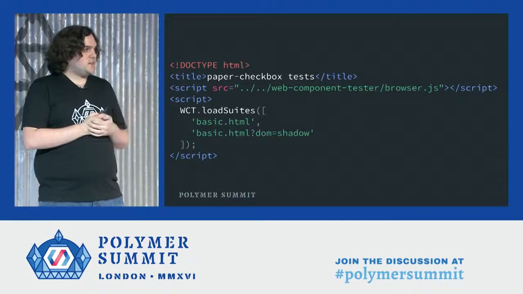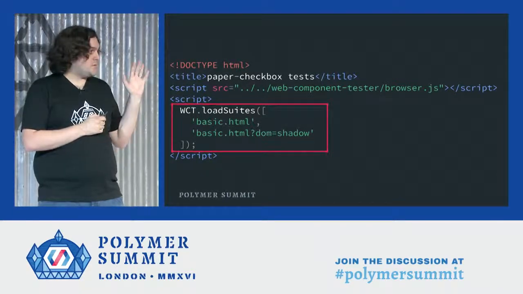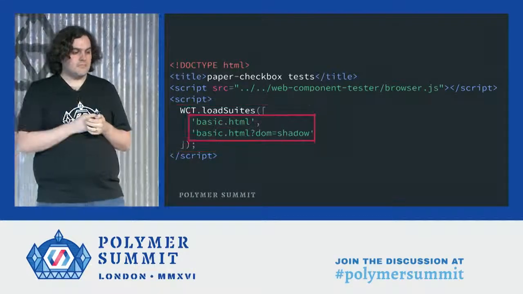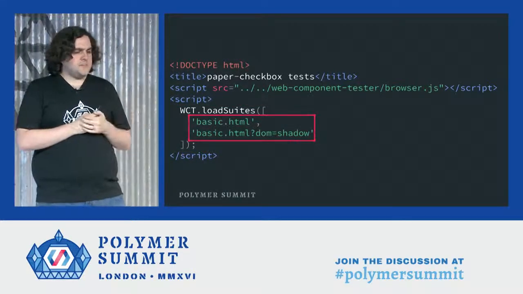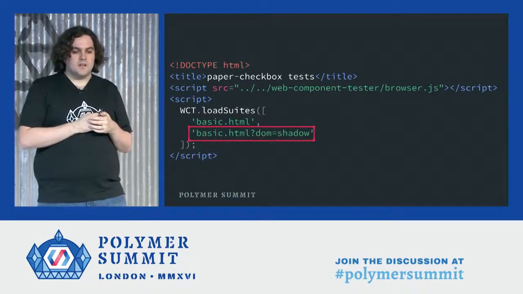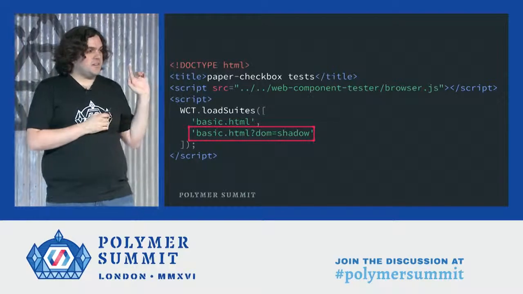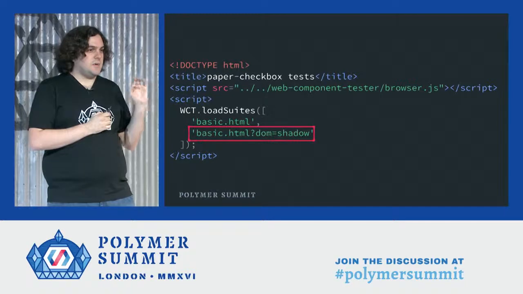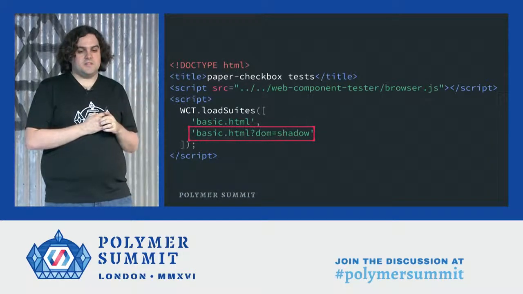Here is the test runner page for our paper checkbox element. And here is where we specify the suites we want to run. You can see that we actually specify the same suite twice, albeit slightly differently. The second line means that we want to run that suite with native shadow DOM enabled. And this is to make sure that paper checkbox works correctly both in the polyfill and native shadow DOM implementations.